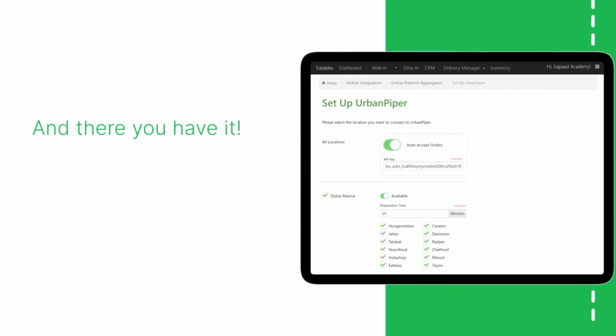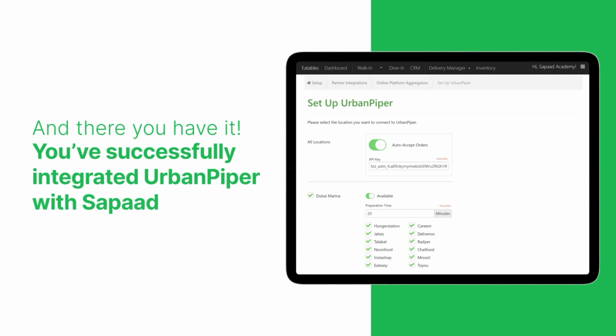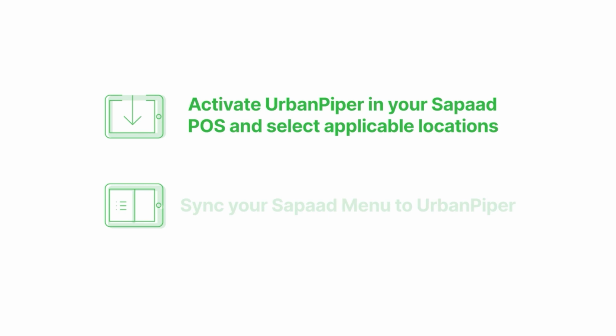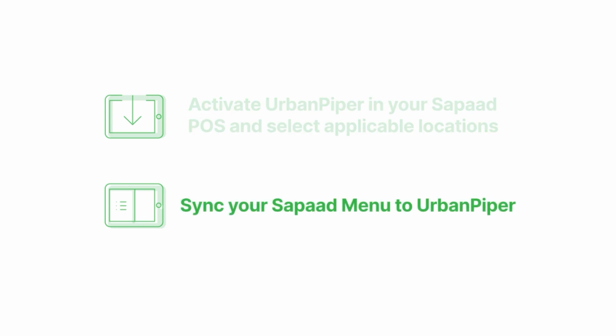And there you have it. You've successfully integrated UrbanPiper with Sapaad. To recap, first, activate UrbanPiper in your Sapaad POS and select applicable locations. Second, sync your Sapaad menu to UrbanPiper.